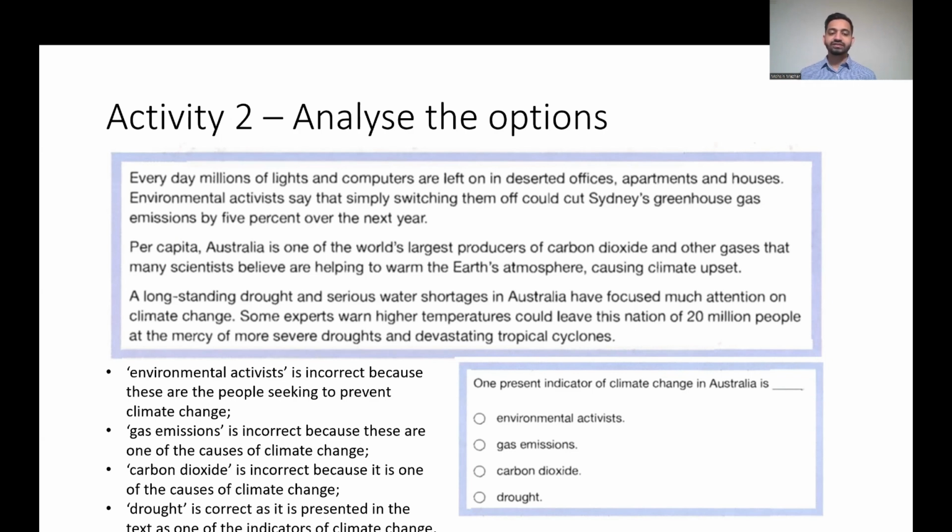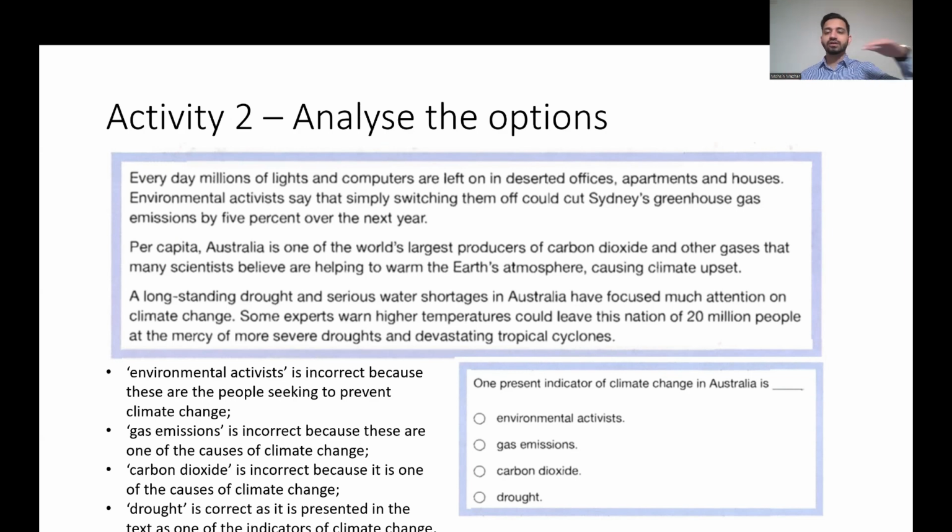Gas emissions is incorrect because these are one of the causes of climate change, not the indicator. Carbon dioxide is incorrect because it is one of the causes of climate change, not the indicator. Drought is correct as it is presented in the text as one of the indicators of climate change. So that's how you will analyze.